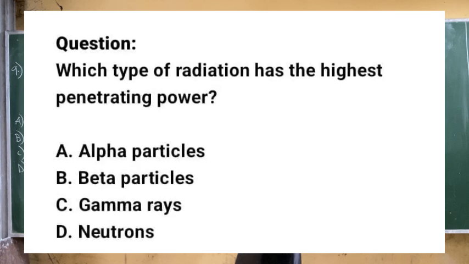Question 9 says, which type of radiation has the highest penetration power? Which type of radiation has the highest penetration power? Option A, alpha particles. Option B, beta particles. Option C, gamma rays. And option D, neutrons.